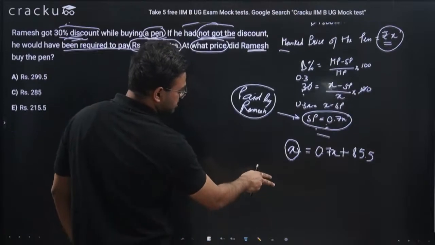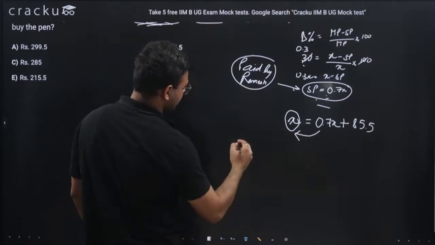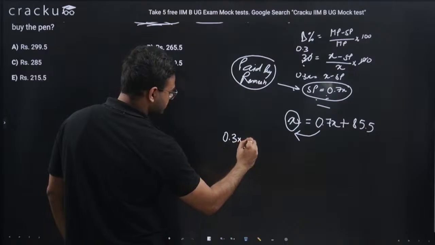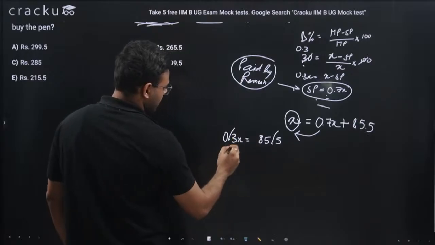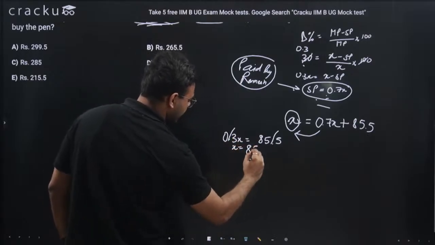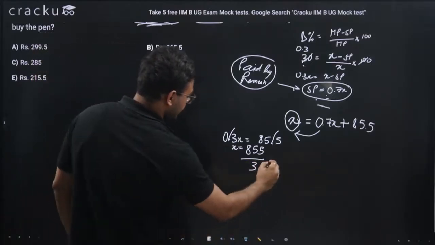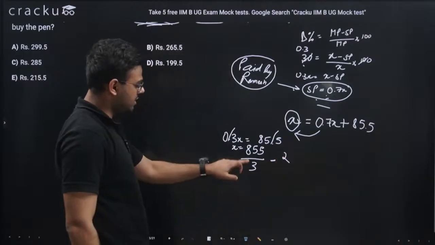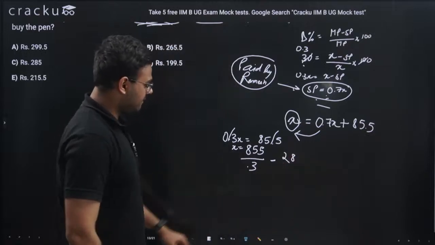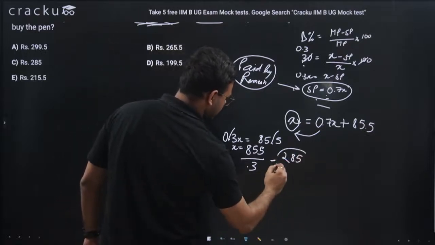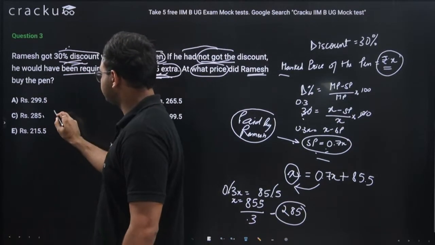So if we solve this equation, x is equal to 0.7x plus 85.5. This will come to the left hand side, so 0.3x is equal to 85.5. The decimal point will be cancelled, and x is equal to 855 divided by 3. 3 twos are 6, 2 is remaining, 25. 3 eights are 24, 1 remaining, 15, and 3 fives are 15. So 285. So the value of x is rupees 285, and therefore the correct answer is option C.